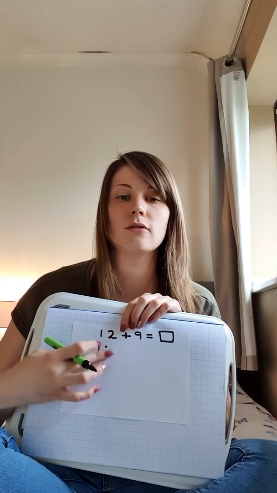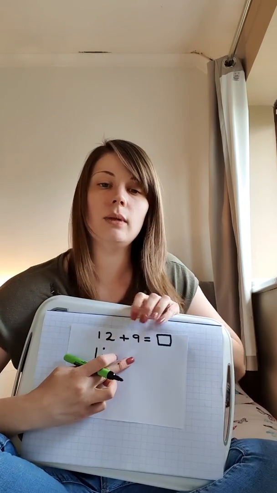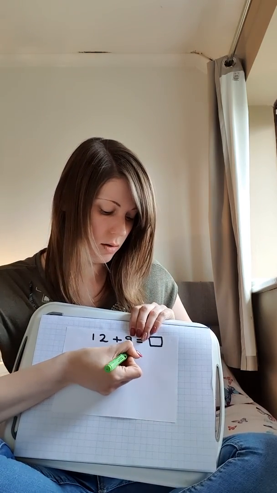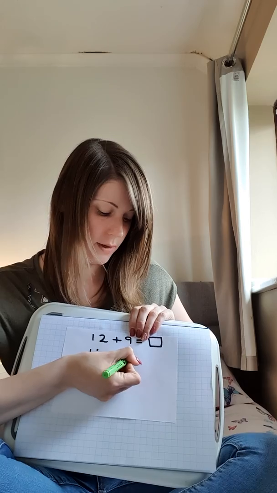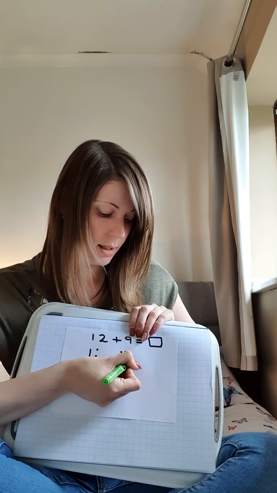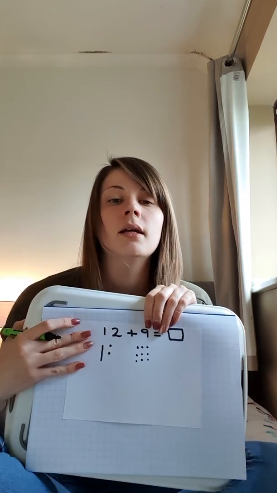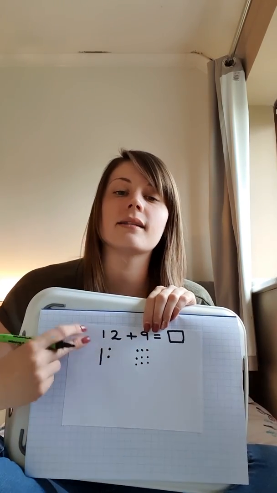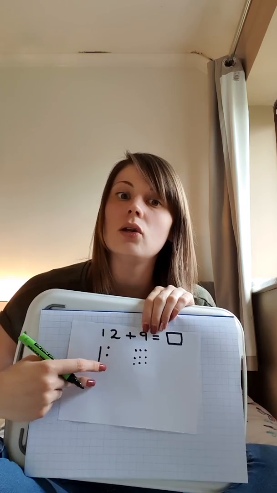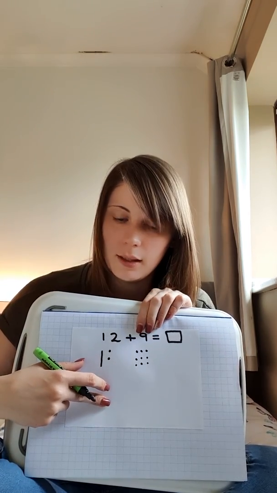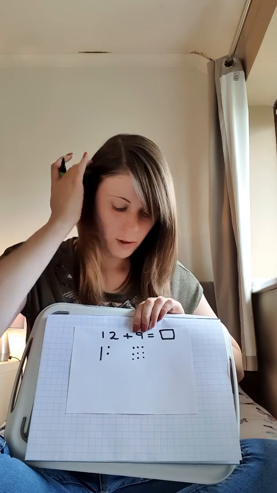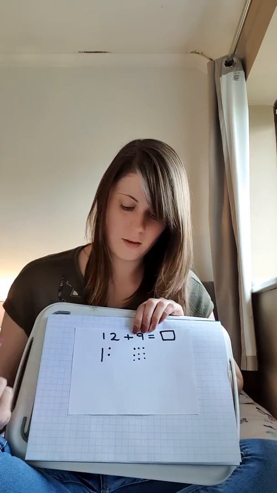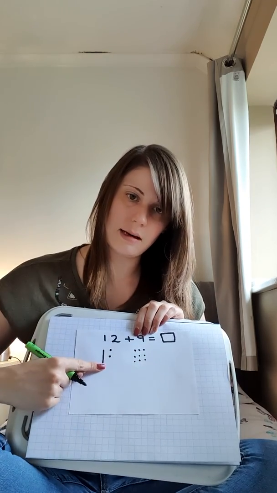Okay, so we've got our 12 to start with. Now we need to add on our 9. So 1, 2, 3, 4, 5, 6, 7, 8, 9. Okay, hopefully the majority of you would have drawn it like that. Like I say, if you drew 12 ones, that's fine, as long as there is 12 there. Okay, so we've got our 10 stick, we've got our 2 ones there, and we've got our 9 ones over here. Now we need to add them all together.